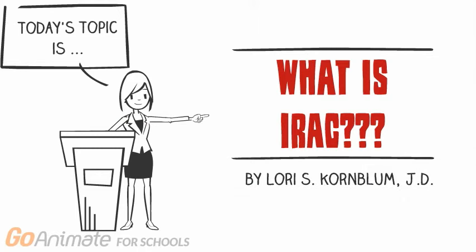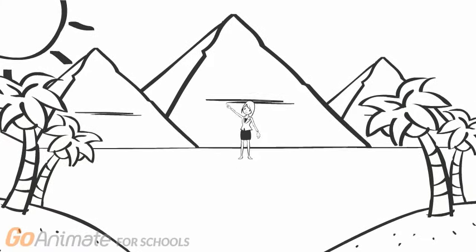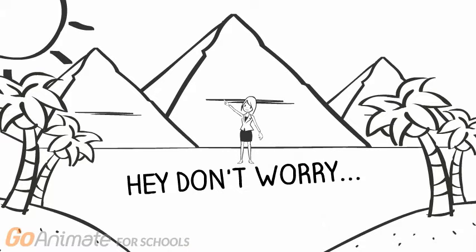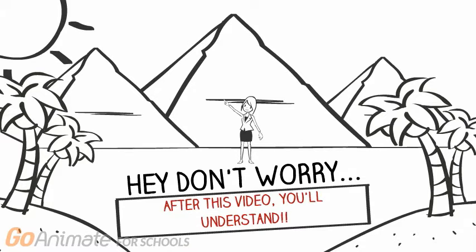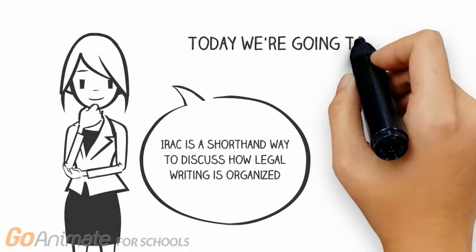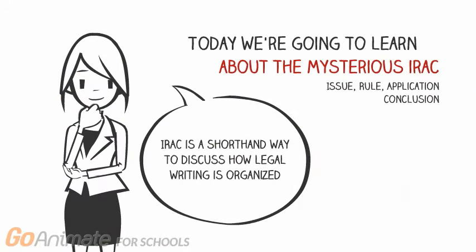Today's topic is, what is IRAC? IRAC can be confusing, but don't worry. After this video, you'll understand at least a little bit about it. IRAC is just a shorthand way of describing how legal writing is organized. And there's basically four components: the issue, the rule, the application, and the conclusion. So the shorthand way of saying issue, rule, application, and conclusion is IRAC.